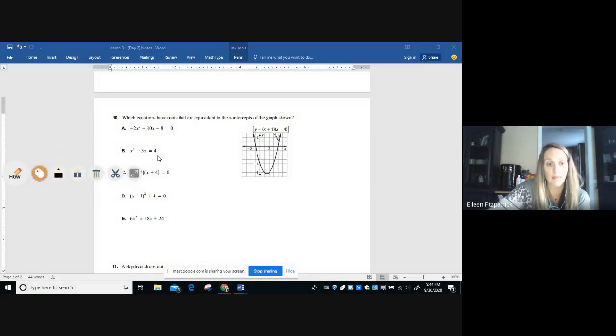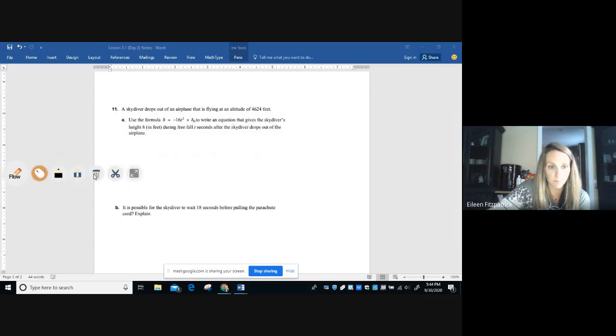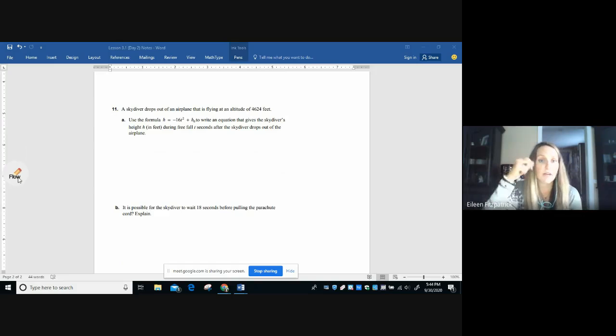All right, and the last problem. So the last problem is our word problem. It says a skydiver drops out of an airplane that is flying at an altitude of 4,624 feet. Use the formula h equals -16t squared plus h sub 0 to write an equation that gives the skydiver's height h in feet during free fall t seconds after the skydiver drops out of the plane.